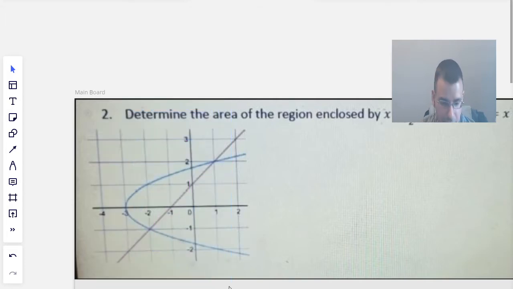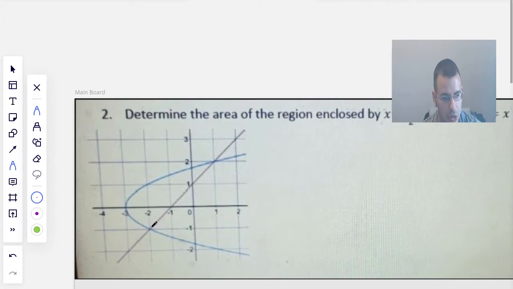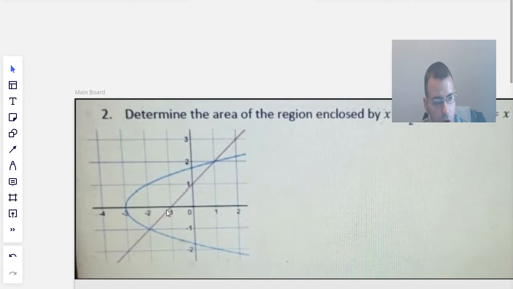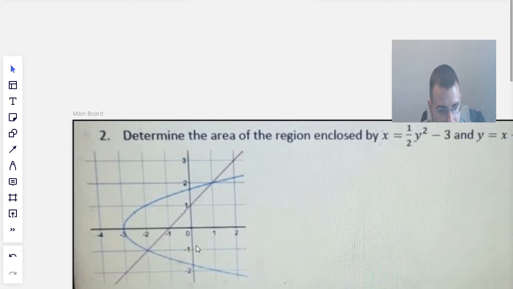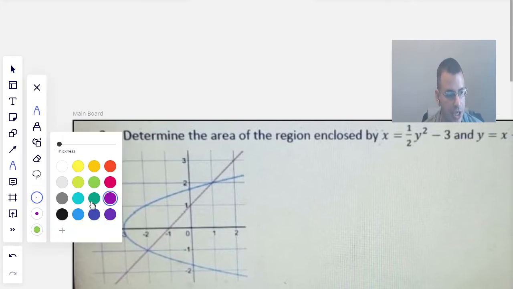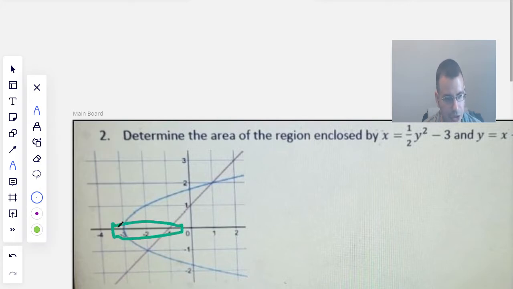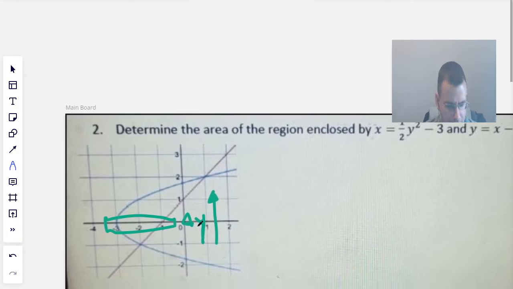Now the problem with doing delta x is that we would have to break it up into two parts. We'd have this part, which is only the parabola, and this part, which would be the parabola minus the line. A way to get around that is to do the integral with respect to y, going up. We're going to try that and see how it works.